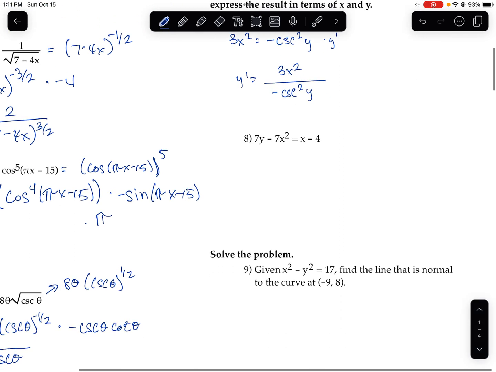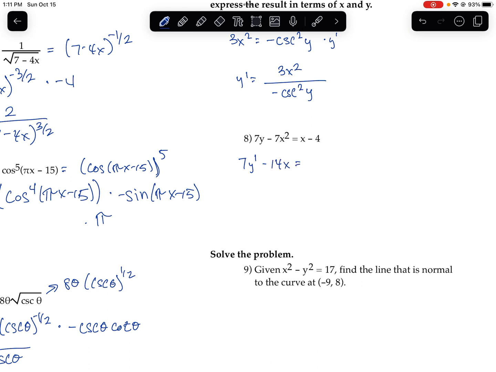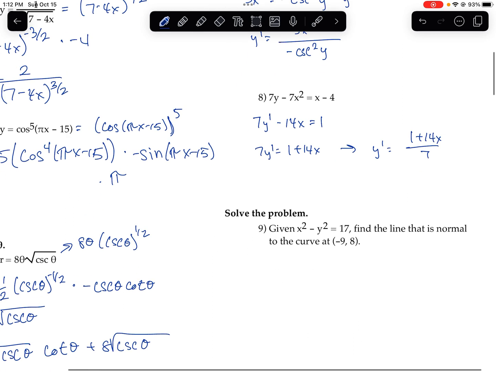And there you go. Okay, so for this one, take the derivative of 7y, which would be 7, and then we multiply by y prime, and then minus 14x equal to 1, I think. And then solve for y prime. So 7y prime will be equal to 1 plus 14x, I think. And then divide by 7, so y prime will be equal to 1 plus 14x divided by 7.